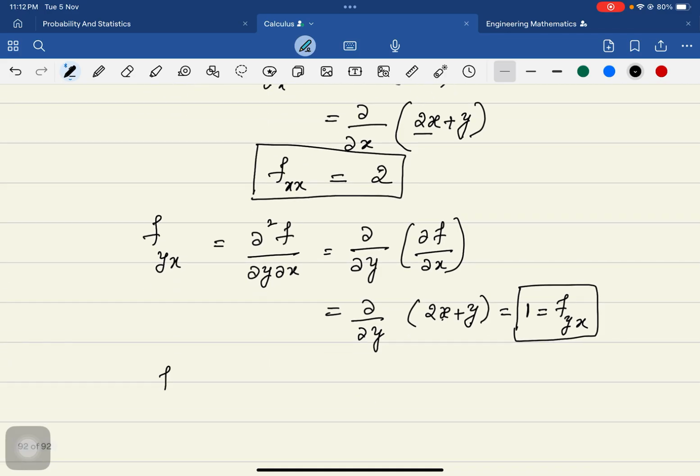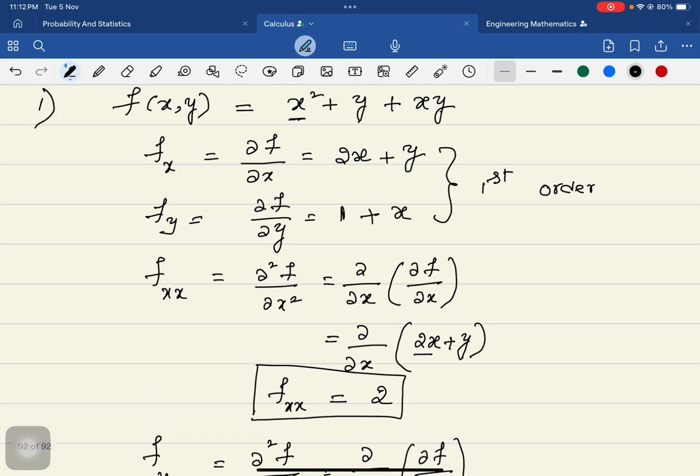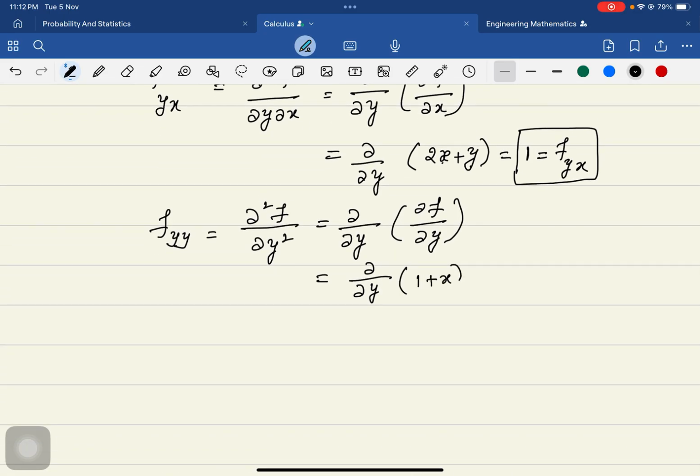Next, fyy we need. What is fyy? Dou square f by dou y square. That means it is dou by dou y of dou f by dou y. Now we already got the first order partial derivative dou f by dou y, which is 1 plus x. So let us take the derivative of 1 plus x with respect to y, which is equal to 0. Therefore fyy is equal to 0.